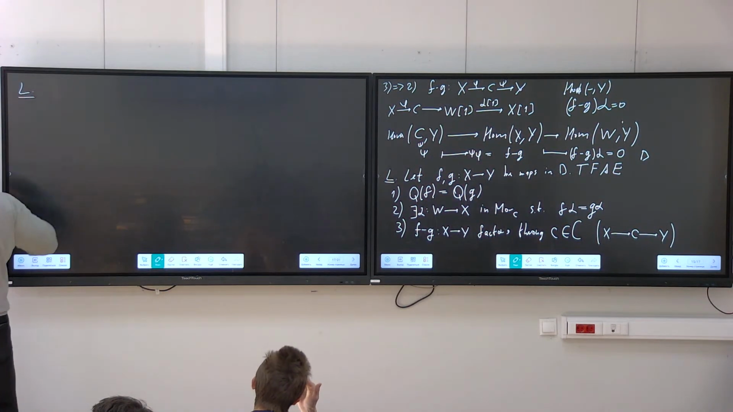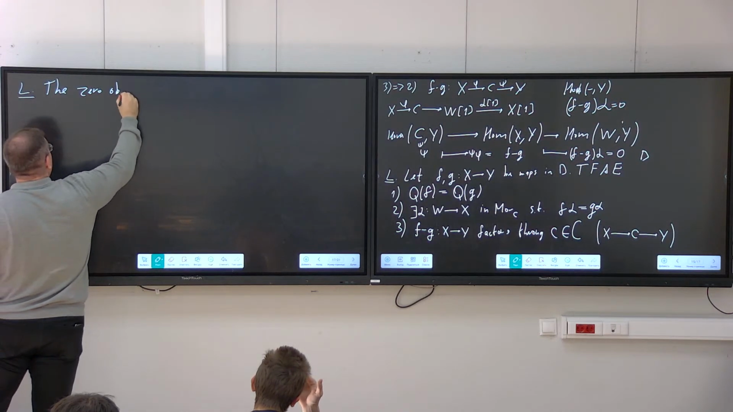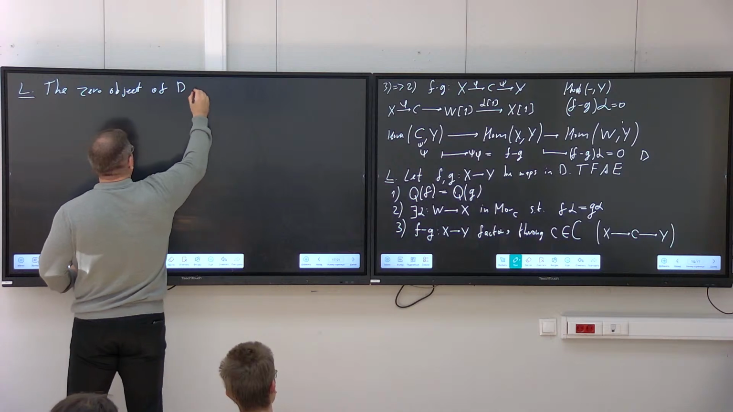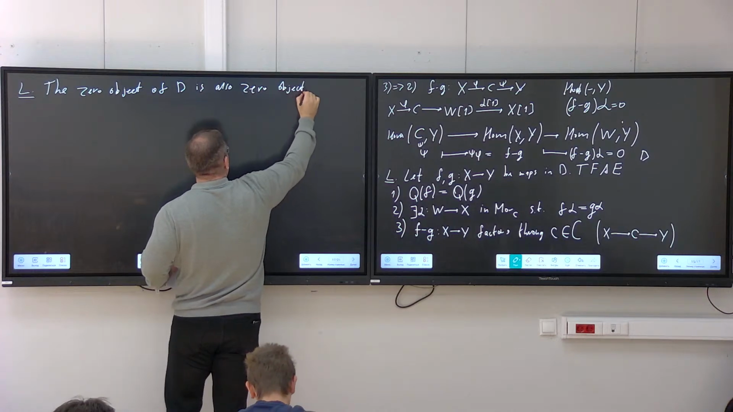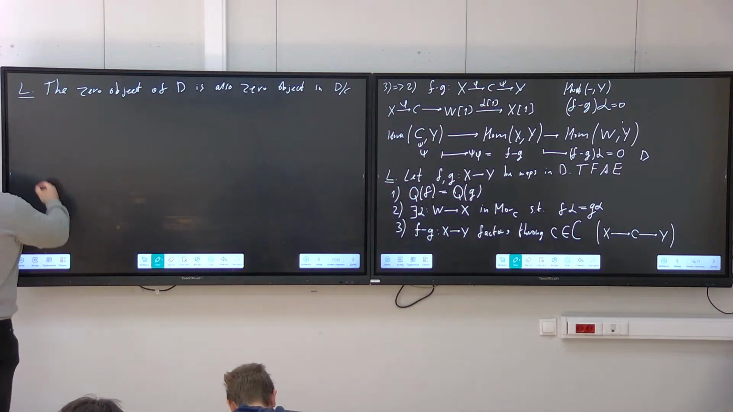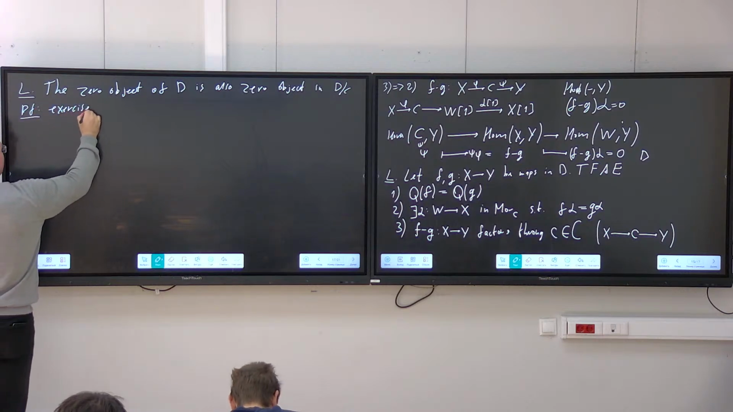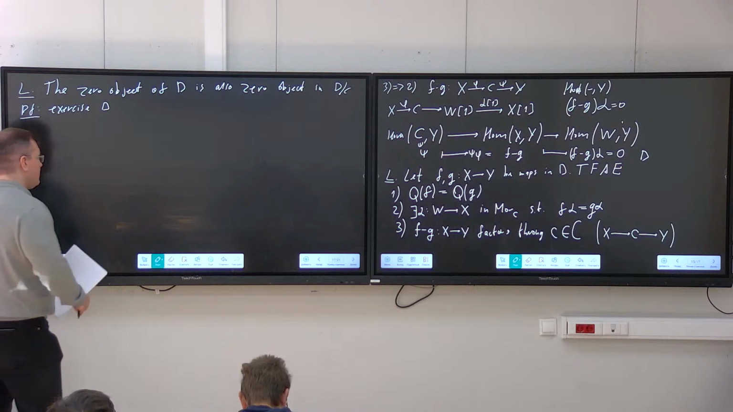Okay, there is a little lemma. I'm now going to the statement that D mod C is an additive category. So the zero object of D is also a zero object in D mod C. Well, I'm going to leave this as an exercise. There is nothing triangulated in this proof. What's the zero object? That's an object that's initial and terminal at the same time. The proofs are kind of dual to each other. You take an initial object in D and check that this is also initial in D mod C, and the same for the terminal.